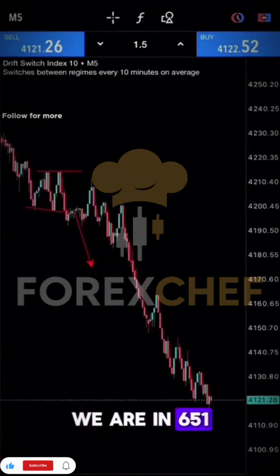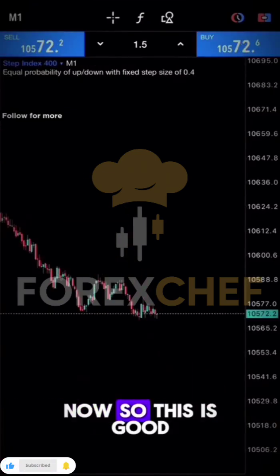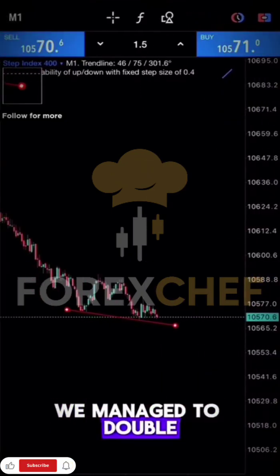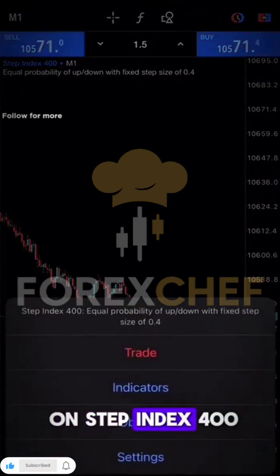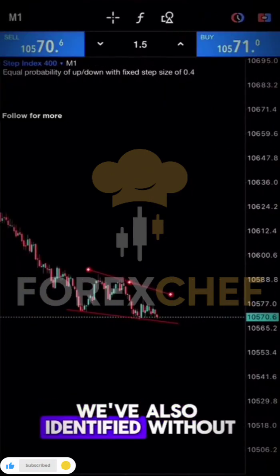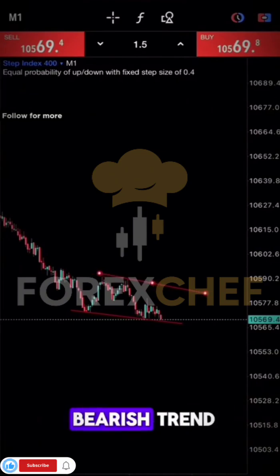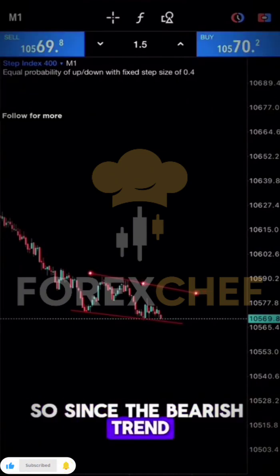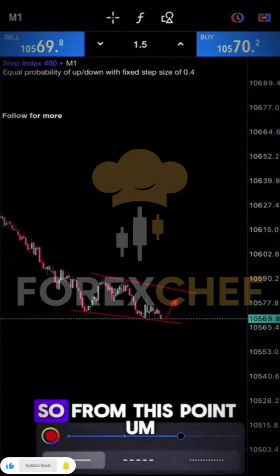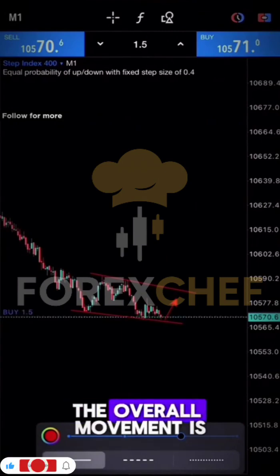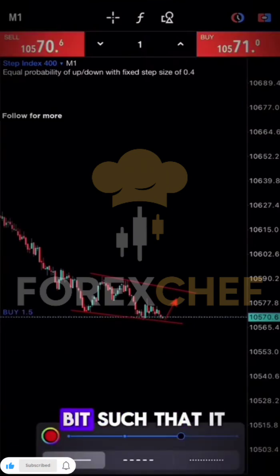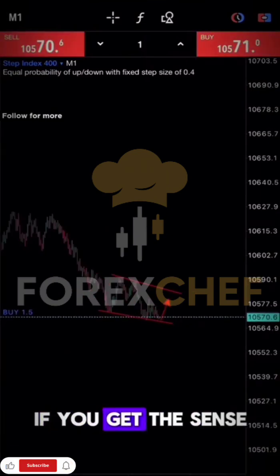We are in 651 now. So this is good. From 300, we are now in 600. We managed to double. So I am back again on Step Index 400. Like I've said, I like it because of volatility. We've also identified, without even doing anything, that it was a bearish trend. Since it's a bearish trend, we have now drawn our trend line to become a bearish flag. From this point, the overall movement is going down, but in the meantime, it's going up a bit, such that it comes back down, if you get the sense.